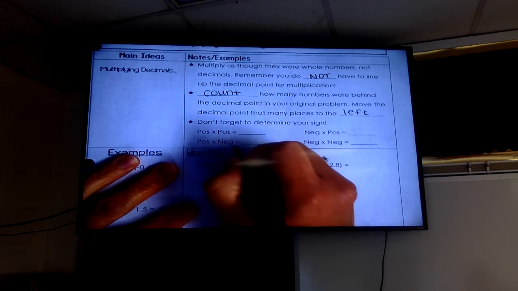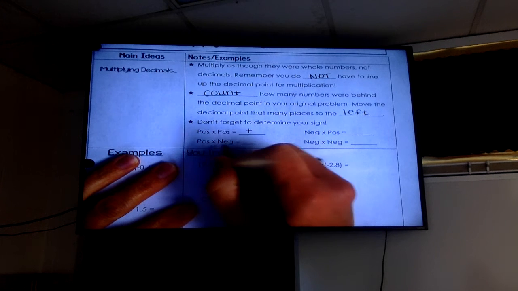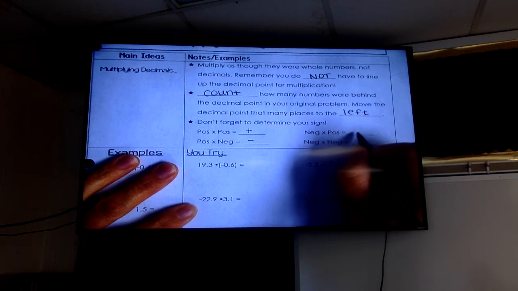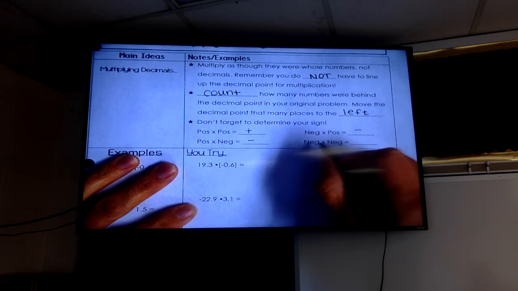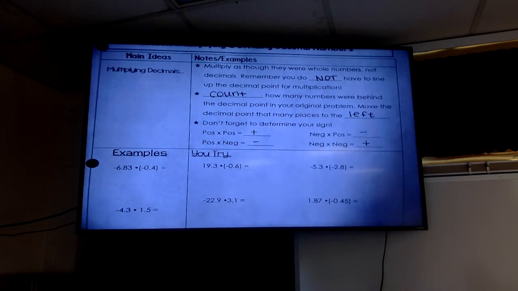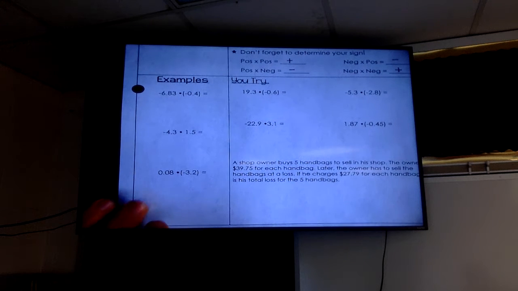So remember, a positive times a positive will give you a positive answer. A positive times a negative is a negative. A negative times a positive is a negative. And a negative times a negative will result in a positive answer. So right here, there are 3 examples that I want us to try.